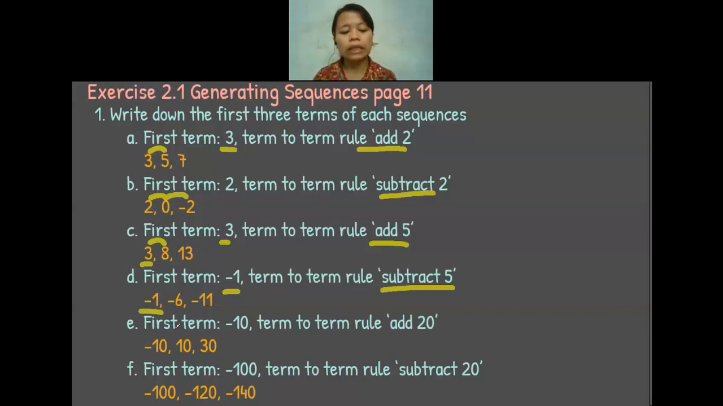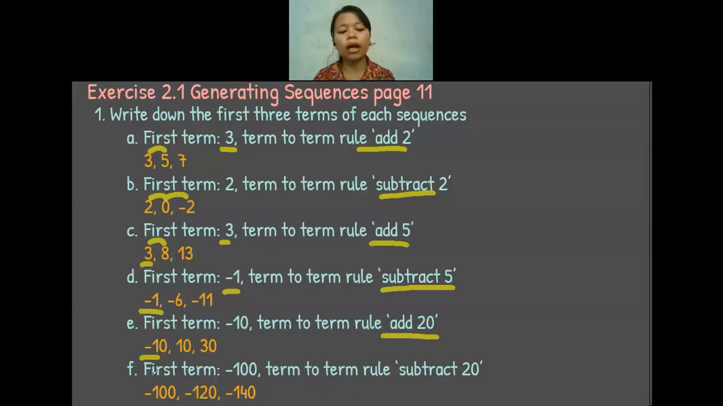For question E, the first term is negative 10. The term to term rule is add 20. So I write the first term, which is negative 10. To get the next term, we add 20. Negative 10 plus 20 will be 10. 10 plus 20 equals 30. Those are the first three terms for question E.